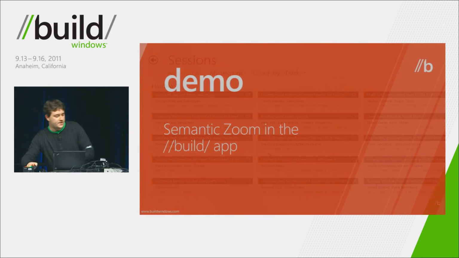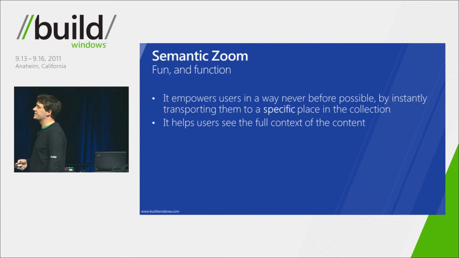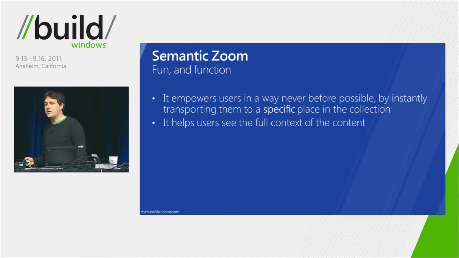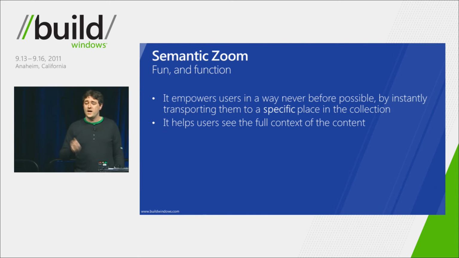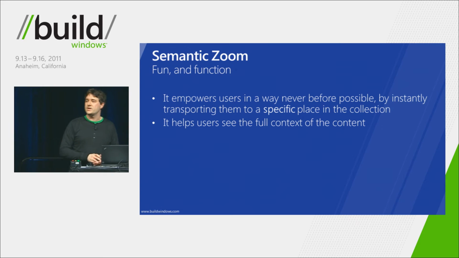And if I was going to describe semantic zoom to somebody, I would call it 2 things: fun and function. We talked a little bit about the function. You can kind of go and zoom into a direct spot. I think that's very powerful. It gives users a lot of control over their collection. Another really functional aspect of it, it helps users see the full context of their collections immediately. As soon as I zoomed out over all those sessions, you knew exactly what tracks were there. You didn't have to go through the entire list and pan around.